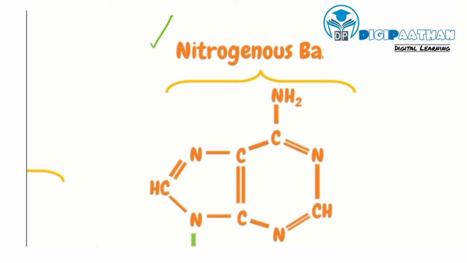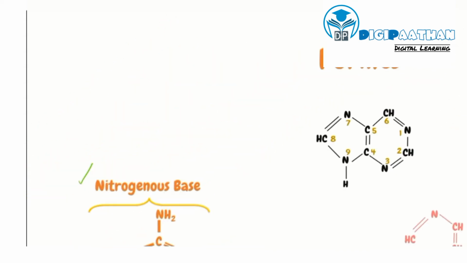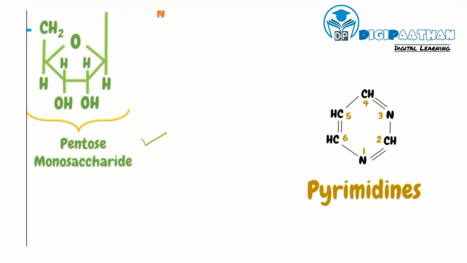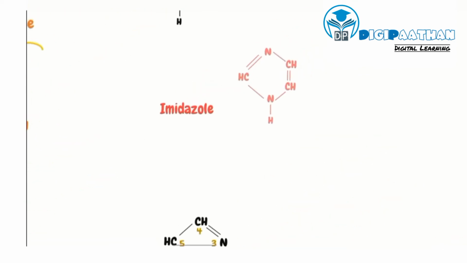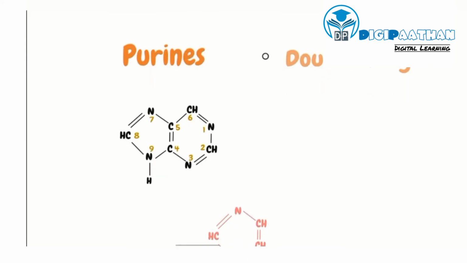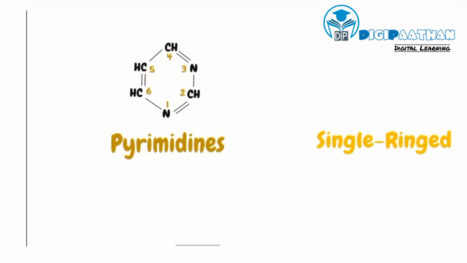Now they belong to two different families of compounds: the purines and the pyrimidines. Purines are double ring structures, whereas pyrimidines are single ring structures. A point worth noticing, as this is going to help you remember their structures.